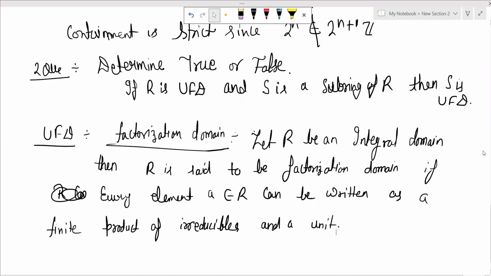So before going to unique factorization, let me give an example of a factorization domain and an example of a domain which is not a factorization domain. So someone can tell now. First give me an example of a factorization domain. That is easy, right?